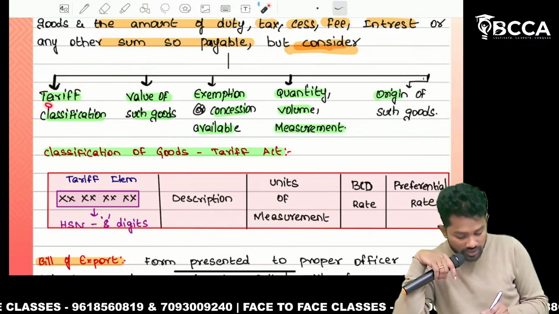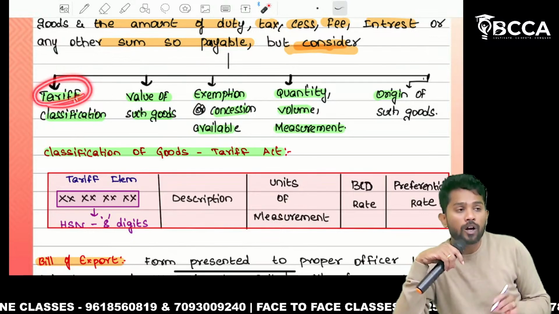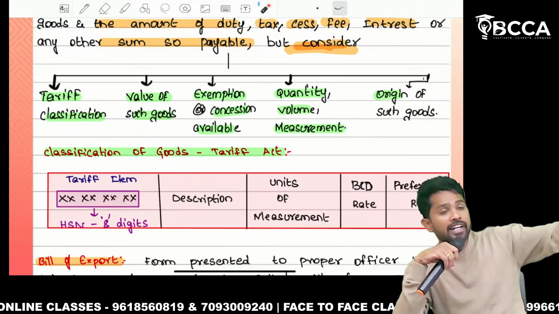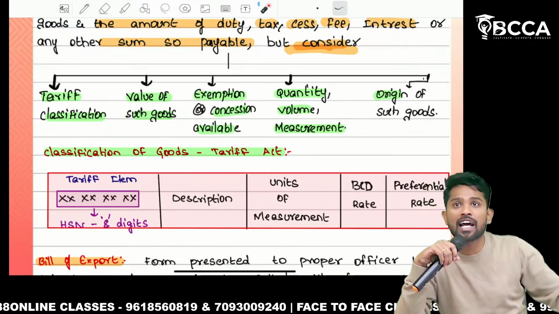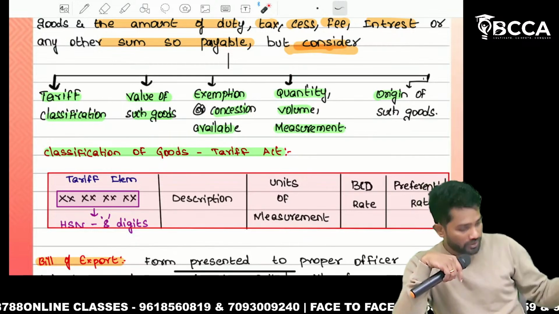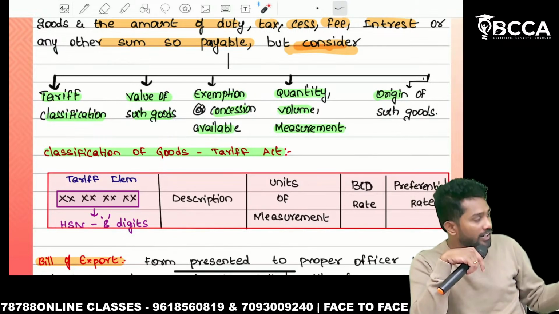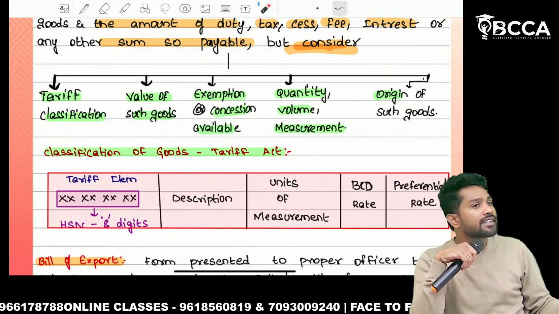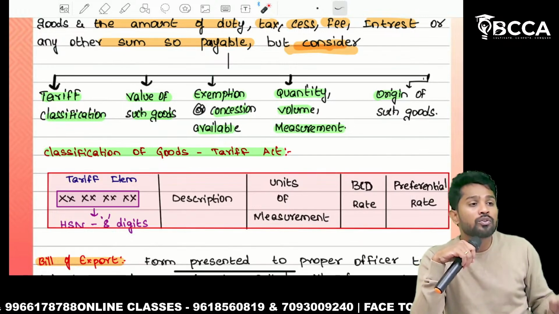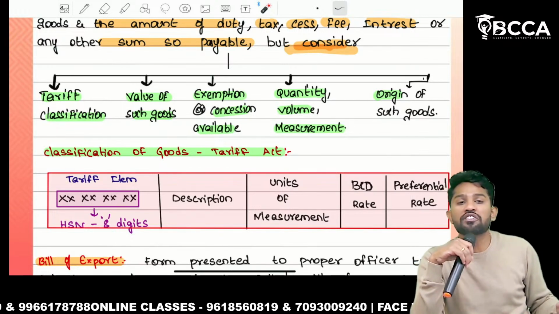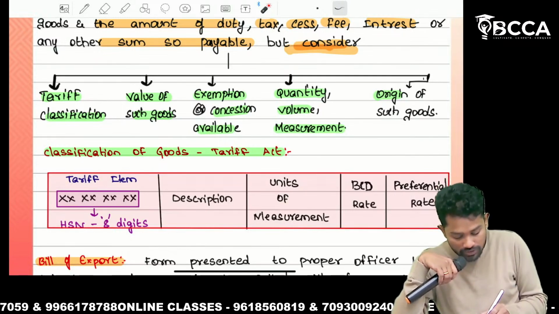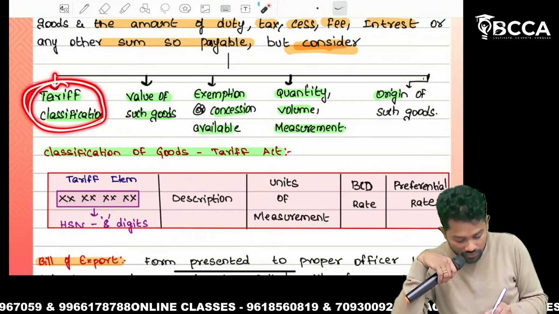So these rates will be there on a particular good. What rate has to be applied? Such rate will be there only in that tariff classification. That's why assessment means finding out taxable or not and calculating the tax amount. To calculate the tax amount, you need the tax rate, right? Where can you find the tax rate? You can find the tax rate only in the tariff classification. So that's why you need to know tariff classification.